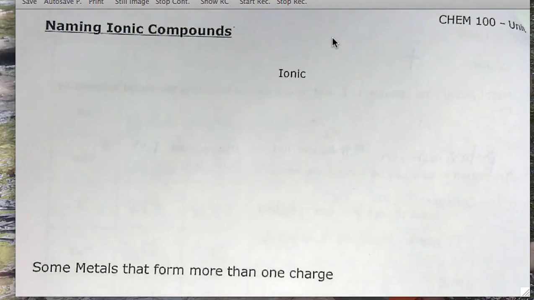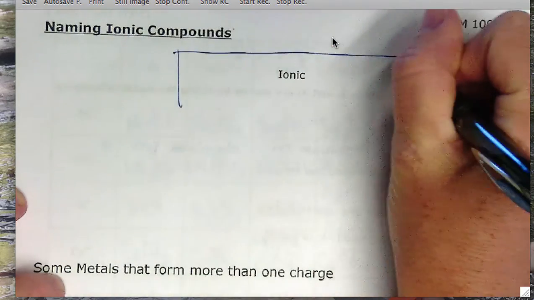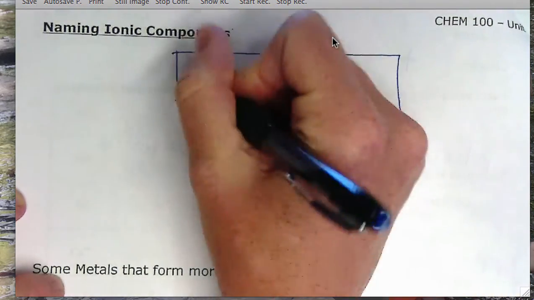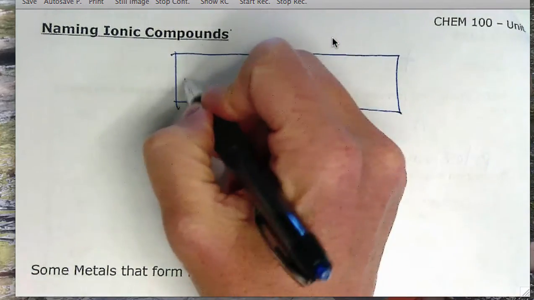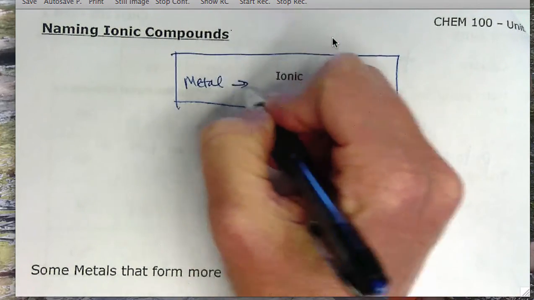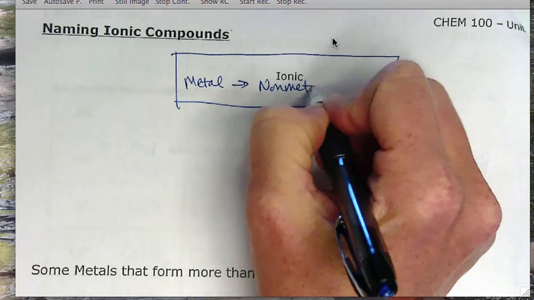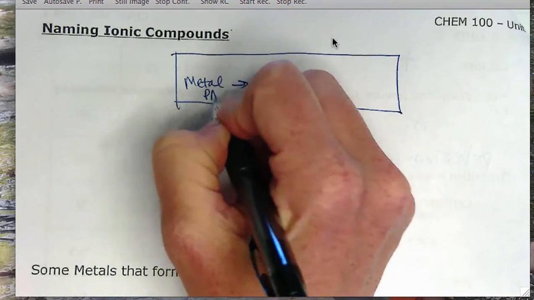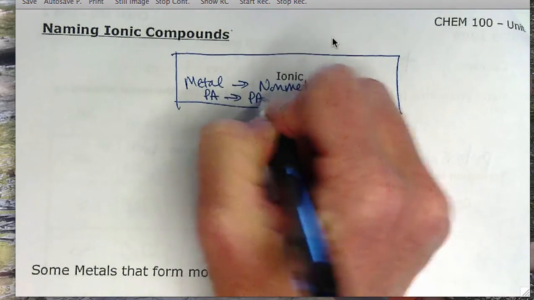Let's go on. So we've learned how to name ions. Now we're going to learn how to name ionic compounds. With ionic compounds, let's do a little flow chart again. So you have a metal to a non-metal, or polyatomic ion to a polyatomic ion.